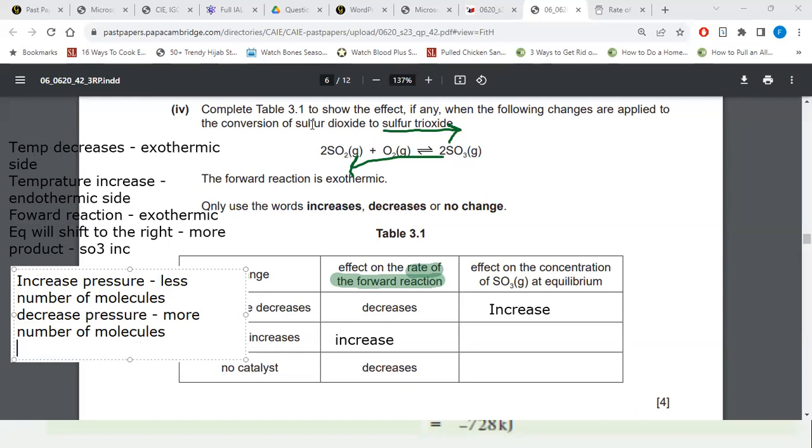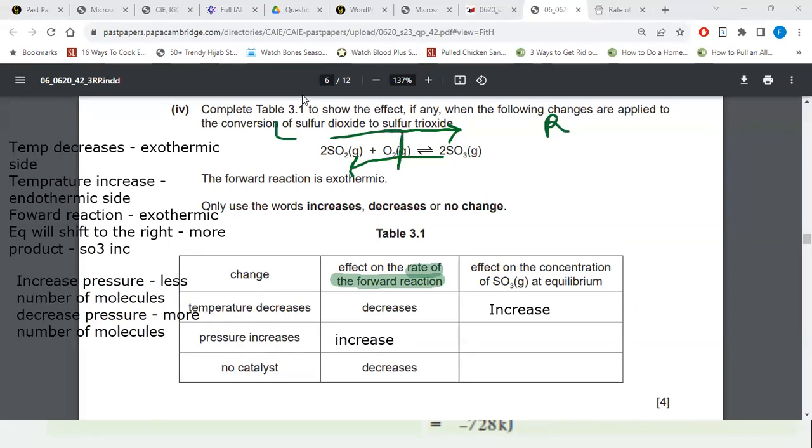So in this particular situation, take a look at the right side and the left side. Which side has more number of molecules? The left side has 3: 2 from SO2 and 1 from oxygen, correct? And what about the right side? The right side has 2. So the more is the left side. Right.